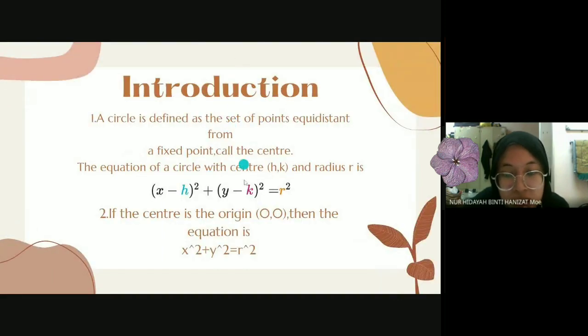Introduction of circle. First, a circle is defined as the set of points equidistant from a fixed point called the center. The equation of a circle with center (h, k) and radius r is (x minus h) squared plus (y minus k) squared equals r squared. If the center is the origin (0, 0), then the equation is x squared plus y squared equals r squared.